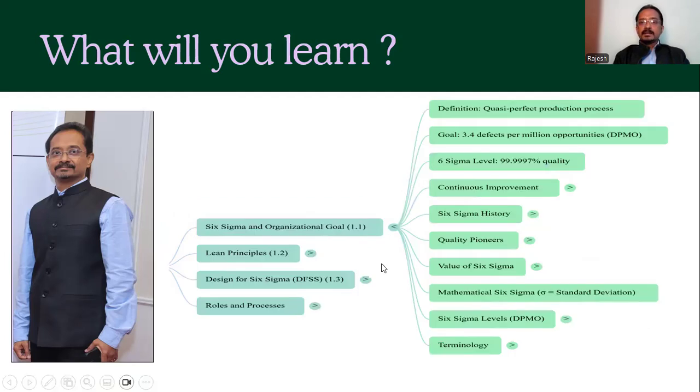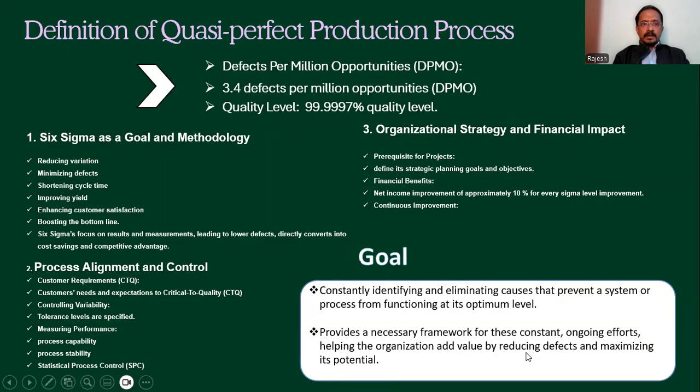Under Six Sigma, we are going to cover all these chapters in this course. So we'll move to the first one. It's the definition of a quasi-perfect production process. It talks about how the production process should be. We're talking about defects per million opportunities. Six Sigma always talks about your defects not by percentage level but by DPMO level. It's a million opportunities: what is your defect possibility, or how many defects occur per million opportunities?